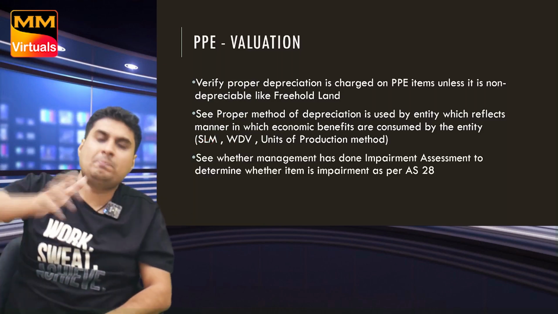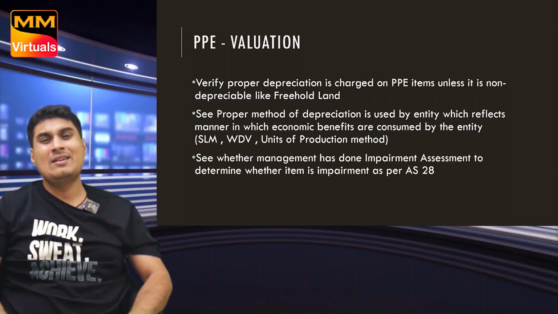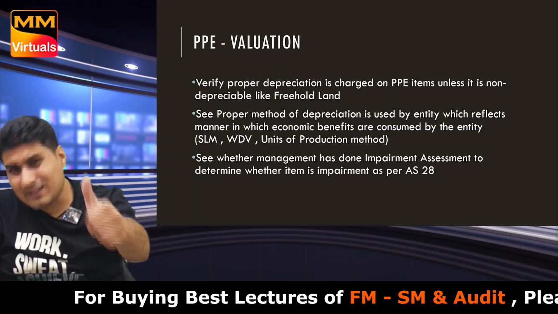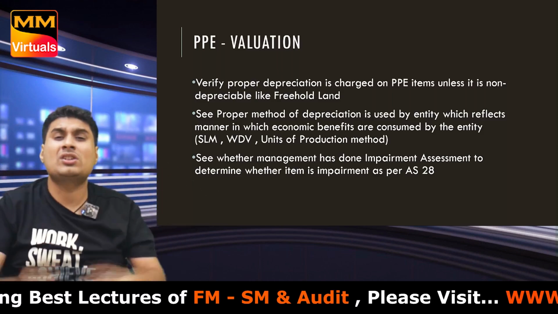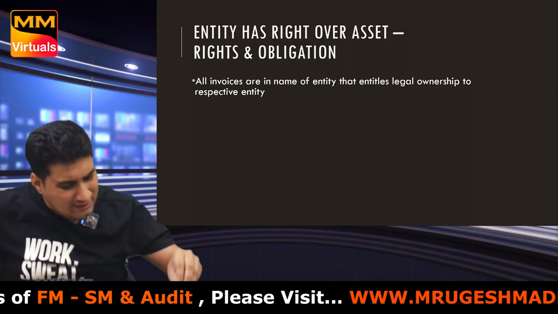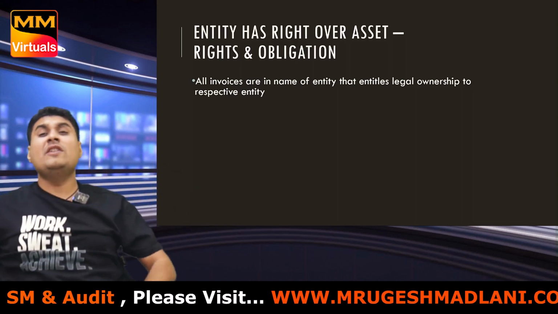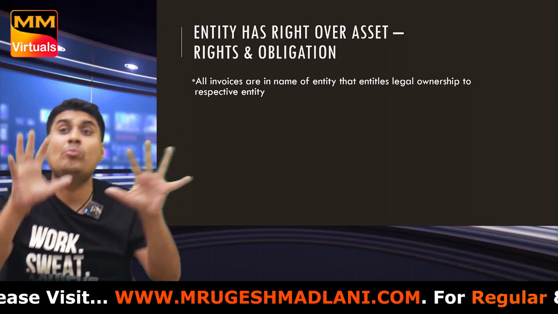Third, see whether impairment assessment is done as per AS 28. Over. Very simple. Existence I checked. Completeness I checked. Okay. Then what I checked? Valuation I checked. Rights and obligations. Simple. Asset should be in the name of entity. If there is a conveyance deed or sale deed, it should be in the name of entity, immovable property.